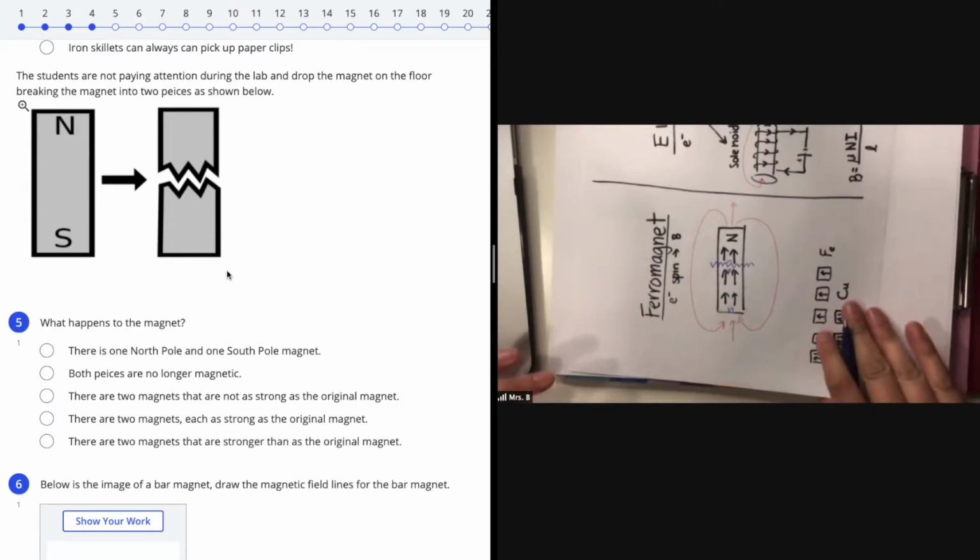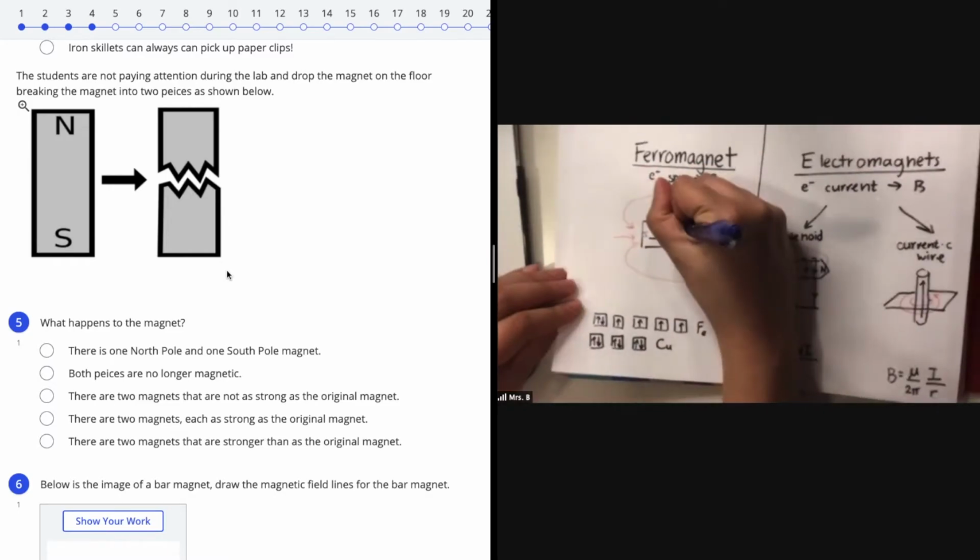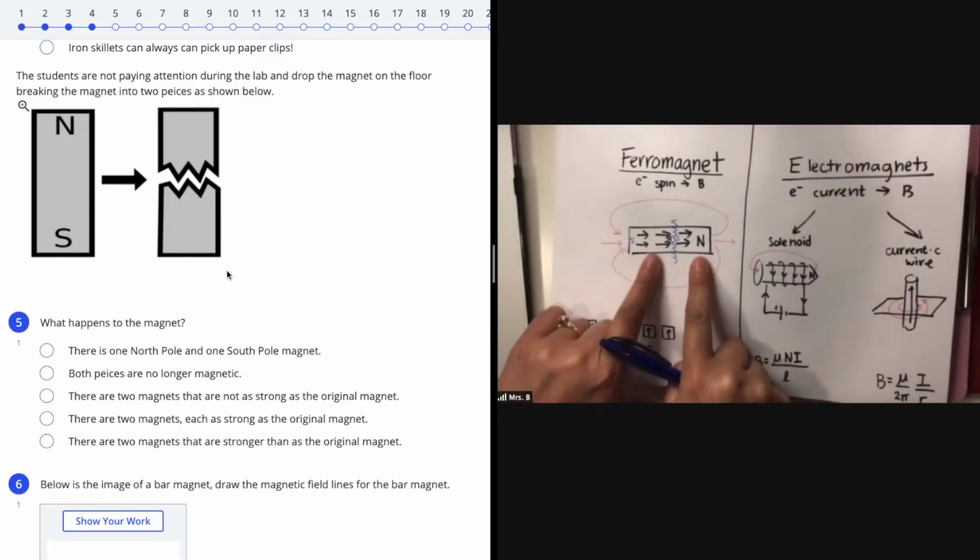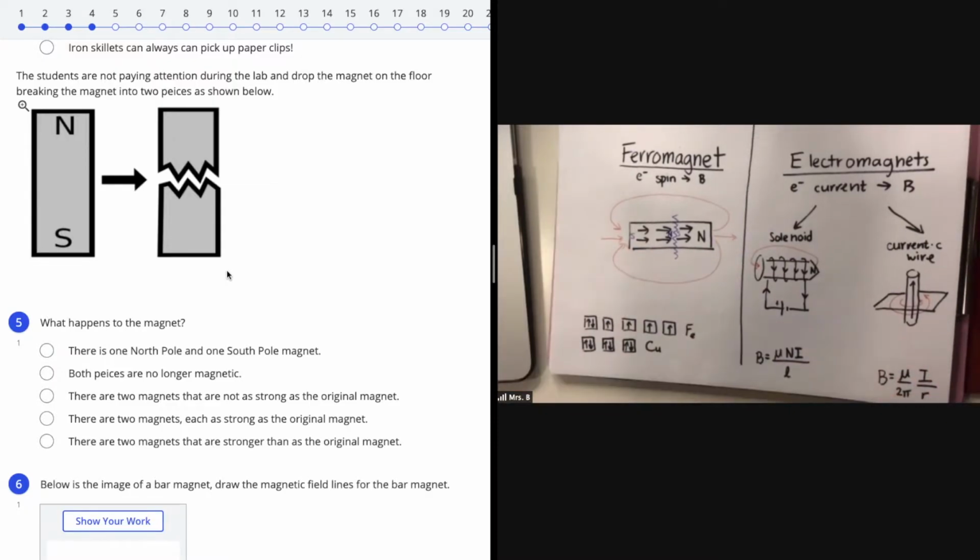So I still end up with 2 magnets. Their domains are still lined up with each other, so we still have a ferromagnet. In this case, the magnet is still a magnet. There are 2 of them, and they are not as strong as the original magnet.